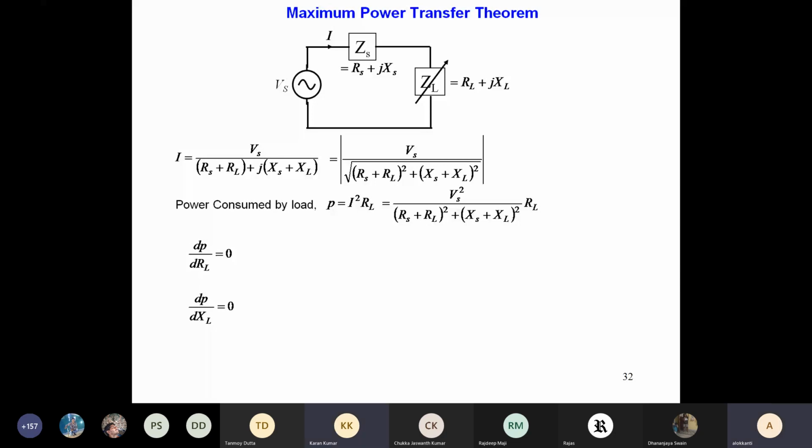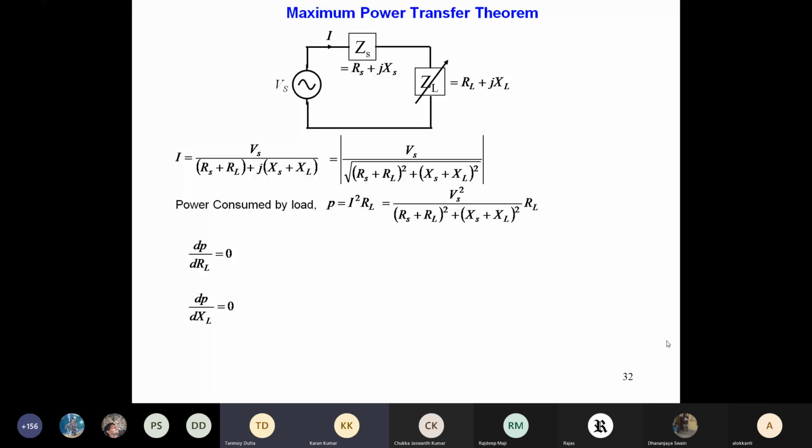Sir, RL is coming minus RS plus root of RS square minus 1, by 2. Resistance is coming to be negative. No, sir, minus RS plus root of RS square minus 1, by 2. Sir, RL is coming.